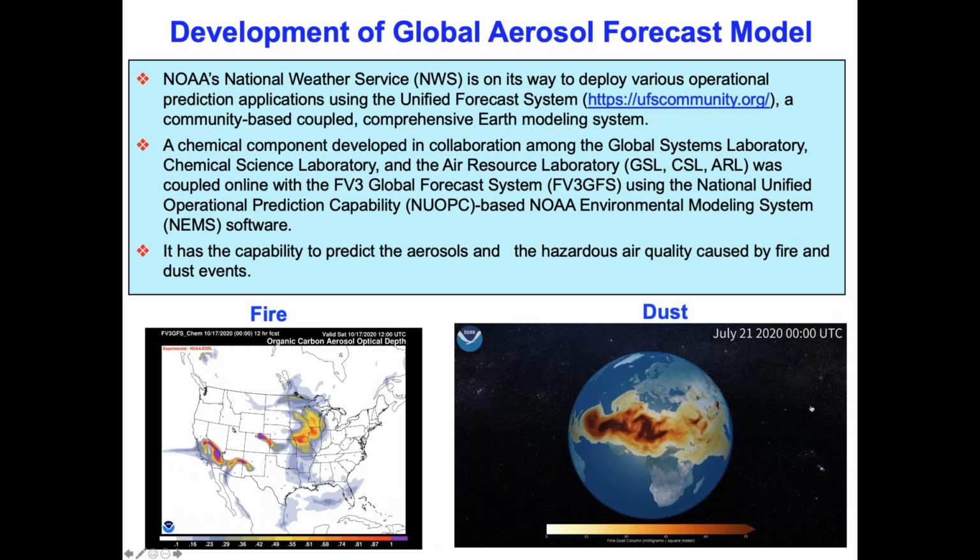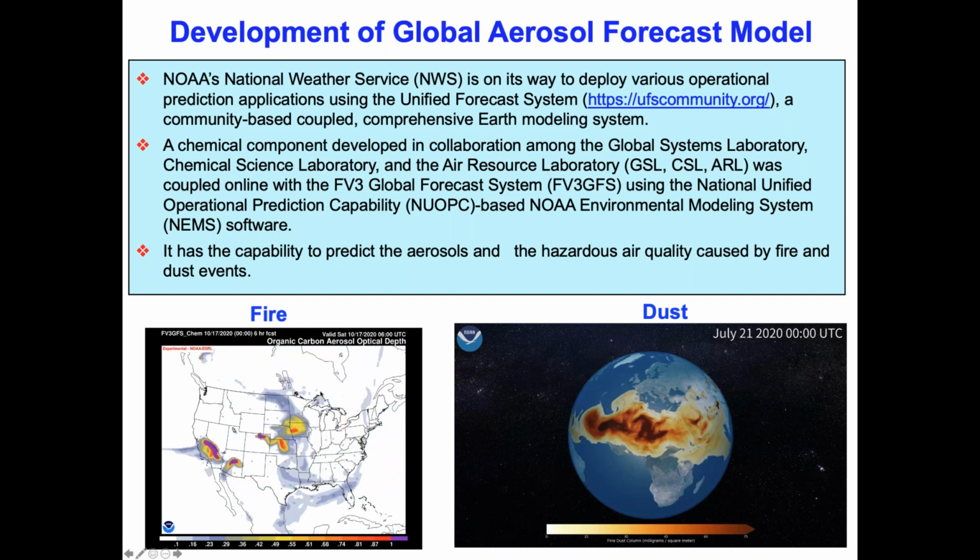And here is the development of the global aerosol forecast model. NOAA's National Weather Service is on its way to deploying various prediction applications using the Unified Forecast System, the UFS, a community-based coupled comprehensive Earth modeling system. Now, a chemical component developed in collaboration among CSL, GSL, and AIL was coupled online with the FV3 GFS system using the National Unified Operational Prediction Capability, NUOPC, with the NOAA NEMS software.